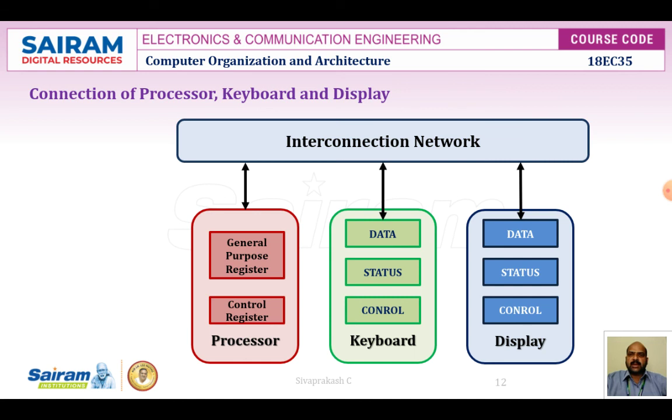Let us see how the connection is made to the processor: a general purpose processor consisting of a control register, and the keyboard consisting of data, status, and control registers. Like that, the display also has data, control, and status registers. The interface is present like this, and all of these are connected to an interconnection network. In this interconnection network, it connects the input from the data buffer to the general purpose register, as well as from the control register or general purpose register to the data of the display buffer. In such a way it does its process.